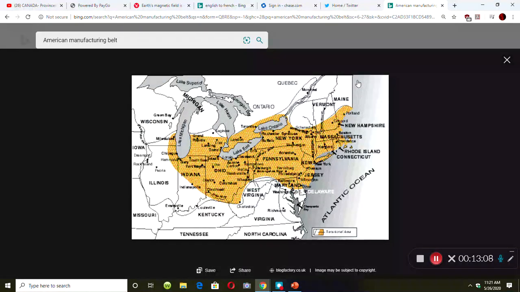So that's what your book doesn't show you. I like this map far better. So if I asked you to give me a state that the American manufacturing belt goes through, you could say Pennsylvania, New York, something like that.